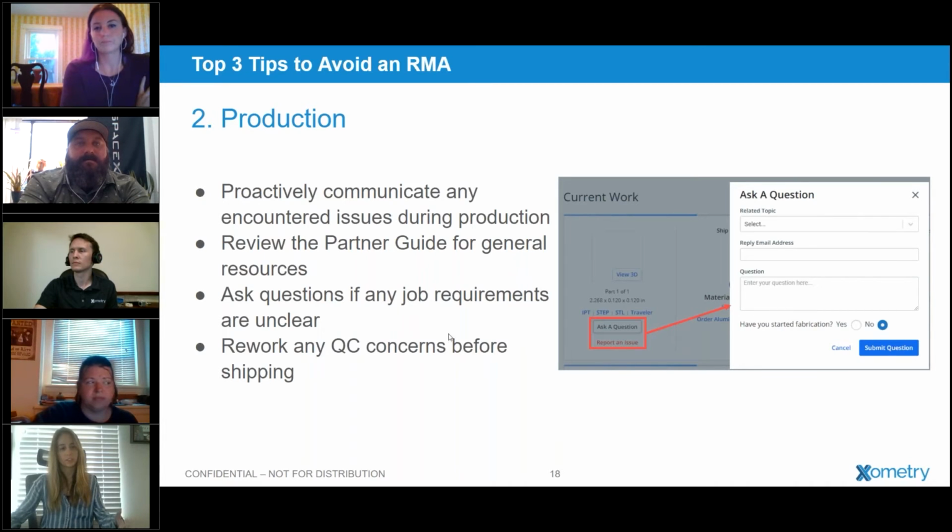Which kind of plays into this next portion about tips to avoid an RMA during production. You should be able to see on your job board an "ask a question, report an issue" section. When you select those options, it will give you some categories, so it's routing it to the correct department.